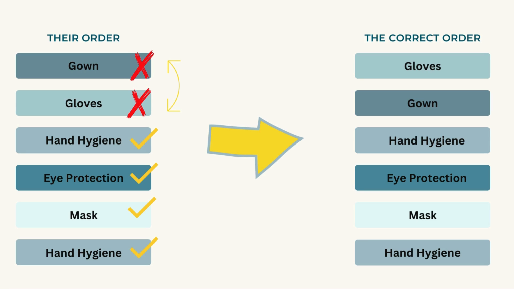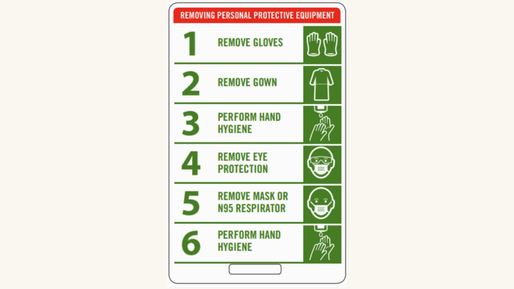And then finally, we want to perform hand hygiene at the end, as again, your hands became contaminated after removing that facial protection. So here's Public Health Ontario's lanyard card for removing PPE. So remember the donning one was blue, so the doffing one is green. You can see again just that correct order: gloves, gown, hand hygiene, then your eyes, mask, and then hand hygiene.